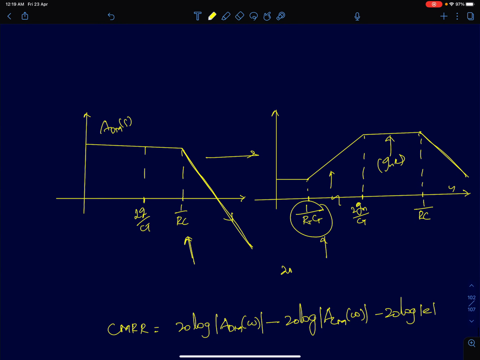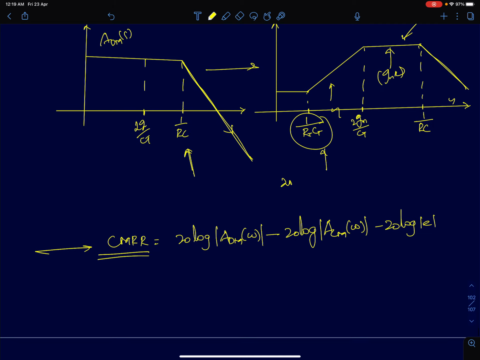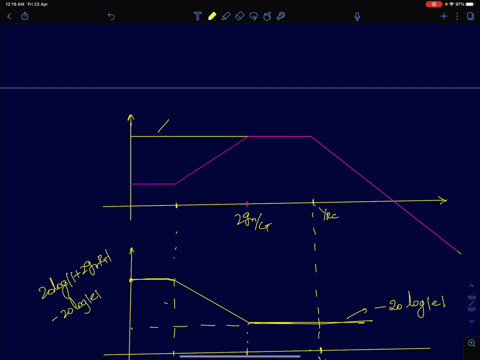So now we have differential mode gain and common mode gain. Using this knowledge, I'll try to plot the CMRR, the graph of CMRR. The graph of ACM by ADM is just a shifted version of this graph, so I'm not plotting that. I'm directly going to plot CMRR. To plot CMRR, I've plotted ADM of S and ACM of S together on the same graph. Shown in pink is ACM and shown in yellow here is ADM.